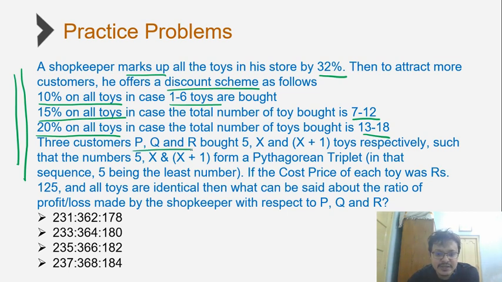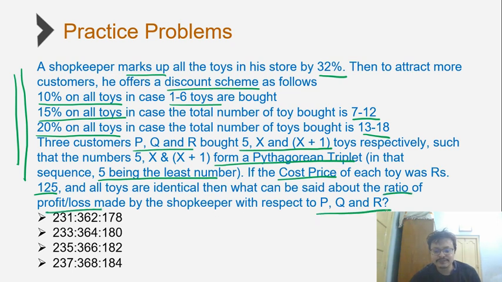3 customers P, Q and R bought 5, x and x plus 1 toys such that they form a Pythagorean triplet, 5 being the least number. If the cost price of each toy is 125 and all toys are identical, the question is asking for the ratio of profit and loss made by the shopkeeper with respect to customers P, Q and R.